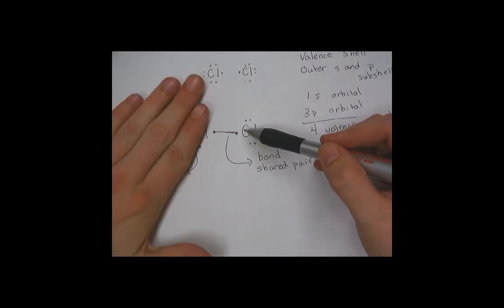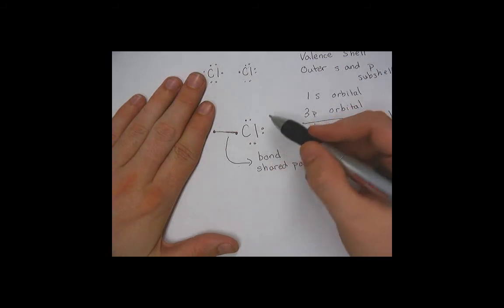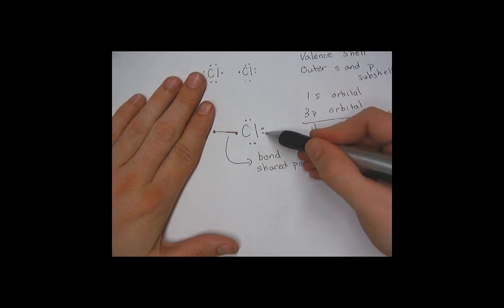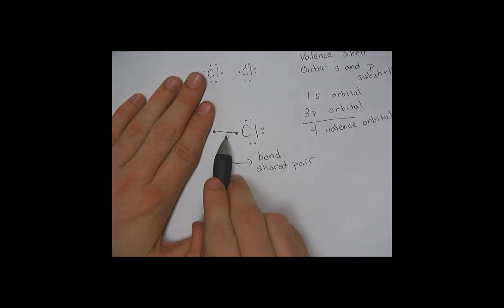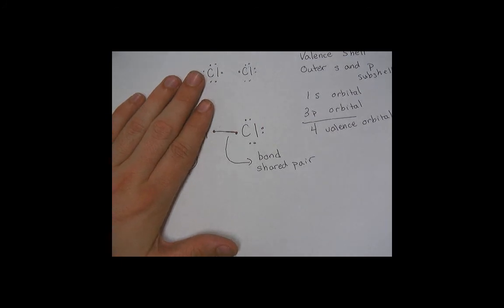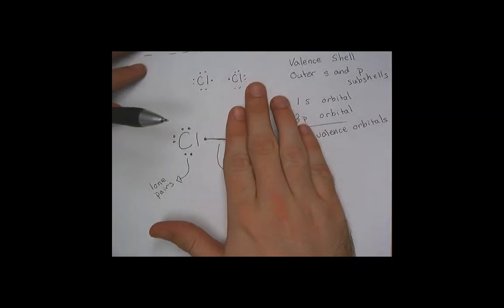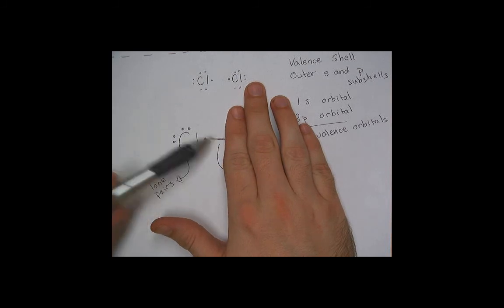In other words, now I can cover 1 chlorine and we can look at this chlorine and say, okay, is the octet rule satisfied? Well, 1, 2, 3, 4, 5, 6, 7, 8. So yes, the octet rule is satisfied for that chlorine atom. And the same could be said of the other chlorine. 1, 2, 3, 4, 5, 6, 7, 8.